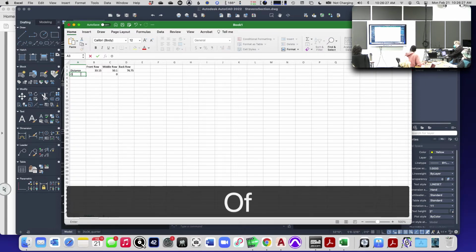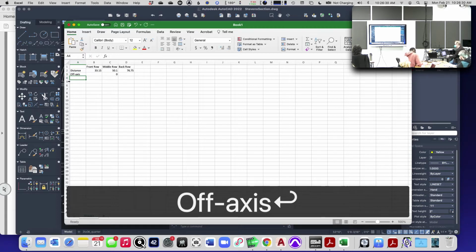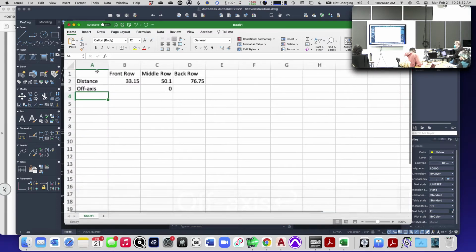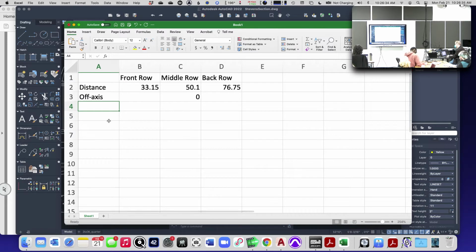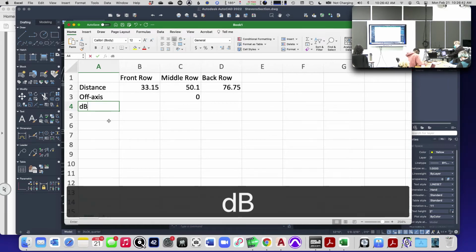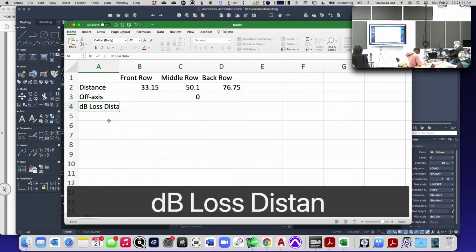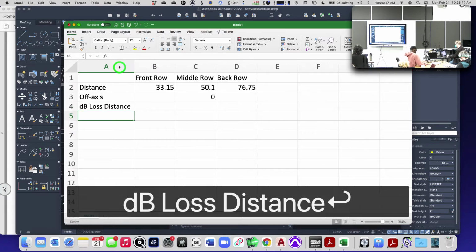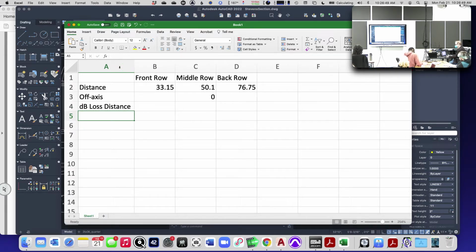I'm going to call this off-axis, this row. I'll make that a little bit bigger. All right. So, dB loss over distance. Now I want to ask myself, what is the dB loss over distance here? Well, at the front row, all I need to do is figure out what's the decibel difference between these two distances. So what would be 20 times the log of 33.15 divided by 50.1?